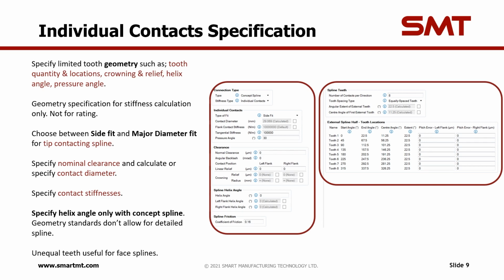So I mentioned that we can specify the helix angle, which is further down here in the settings. But you need to be aware that the helix angle specification is only with a concept spline, not with a detailed spline, as we'll be coming on to, because the geometry standards don't allow us to input that kind of information for a detailed spline.